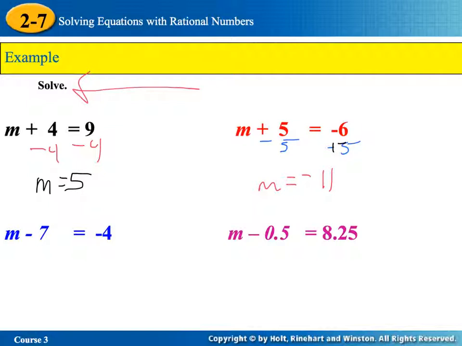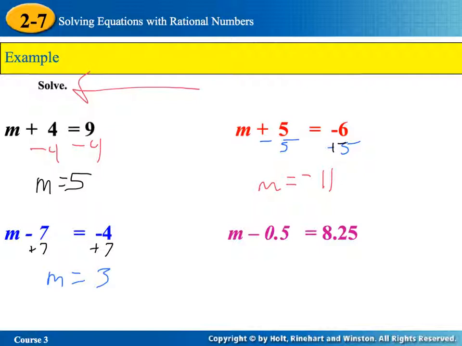Okay, m minus 7 equals negative 4. What do I do? Add 7. Add 7, and I get m is equal to 3. Remember, when they are different signs, I subtract them. Different signs, subtract, I get 7 minus 4. Because 7 is farthest away from 0, that's how I get a positive 7. Or sorry, positive 3.